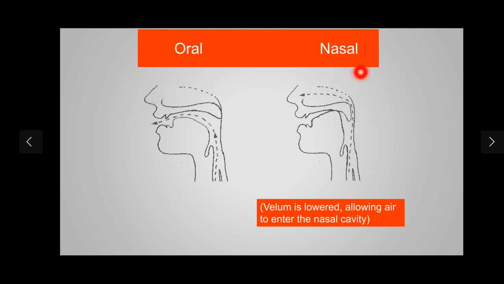Oral consonant sounds and nasal consonant sounds. You can see that this is the production of an oral consonant sound, where the velum is not lowered and you allow the air to pass through the oral cavity. Here you can see that the velum is lowered and you block the oral cavity and let the air pass through the nasal cavity. Such sounds are called nasal sounds. And when the velum is not lowered and you allow the air to pass through the oral cavity, such sounds are called oral consonant sounds.